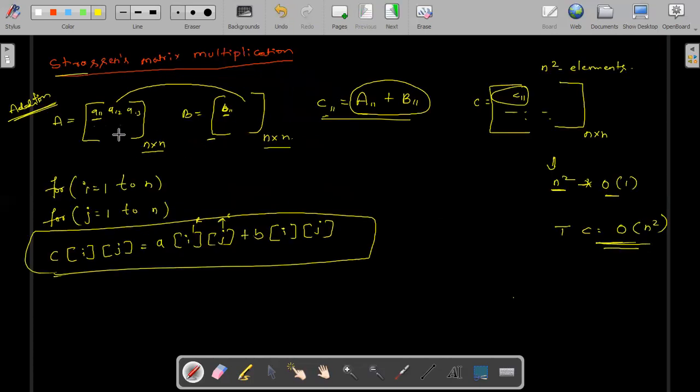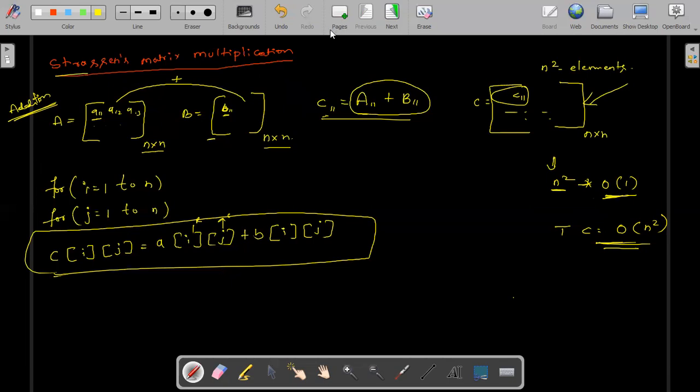So when you are adding, here also n, again here also n elements. To get all the elements, C11, C12, all those things, you get n square elements available over here. But one more important thing: to carry out the addition between two matrices, how much time is it taking? Constant time. That's why n square into big O of 1. Totally, big O of n square. So this is all about addition.